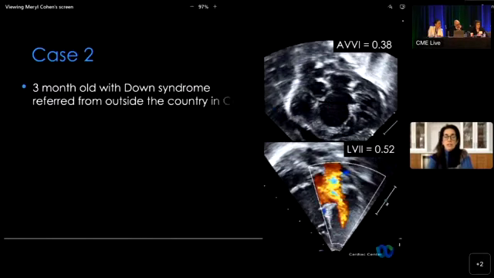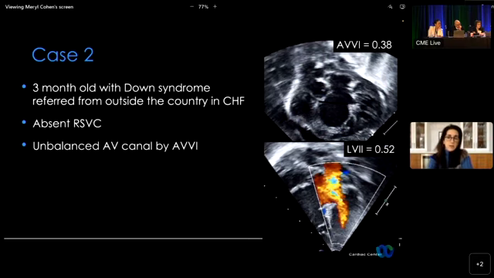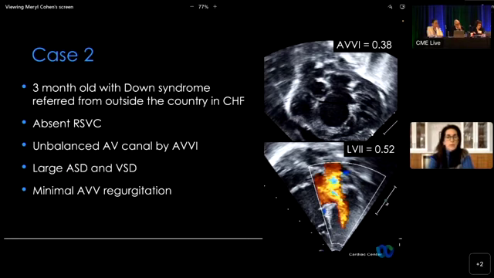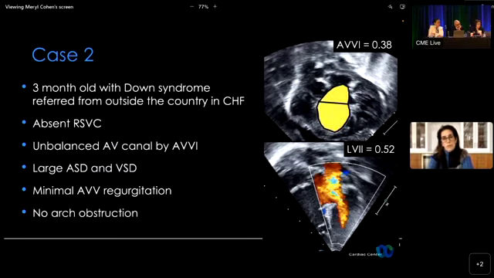Take another patient who came to us a bit later, a 3-month-old with Down syndrome, referred from outside the country, and had an absence of the RSVC with a dilated coronary sinus. The unbalance at the AVVI was 0.38. The LV inflow index was even narrower than the patient I just showed you. It was really quite borderline. Large atrial and ventricular components, but this patient had minimal AV valve regurgitation, which I think turned out to be very important, and no arch obstruction.